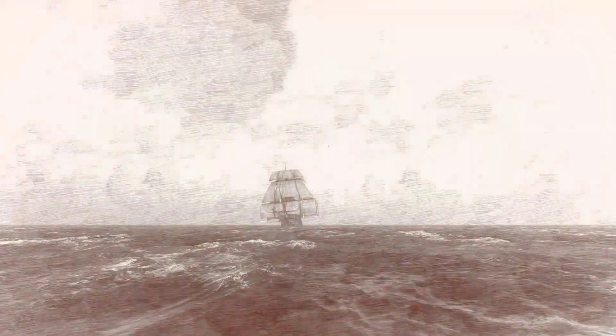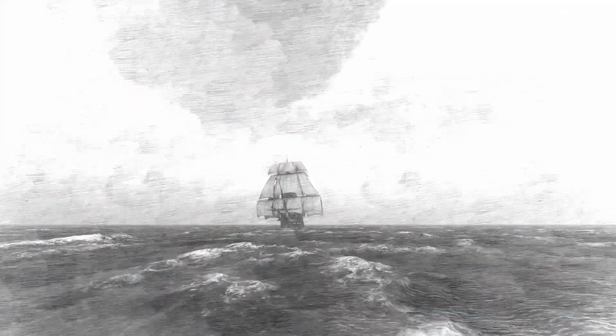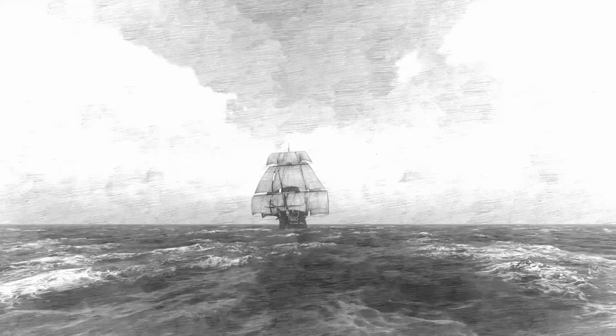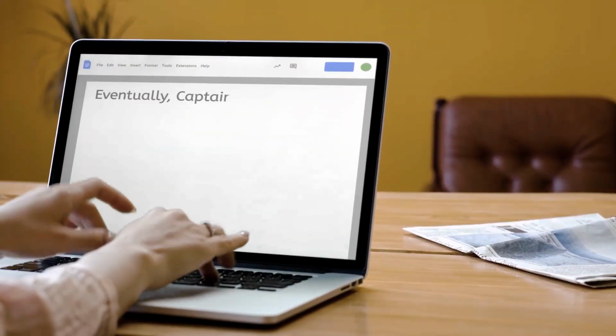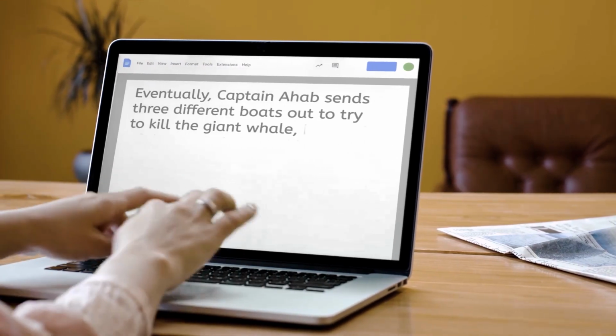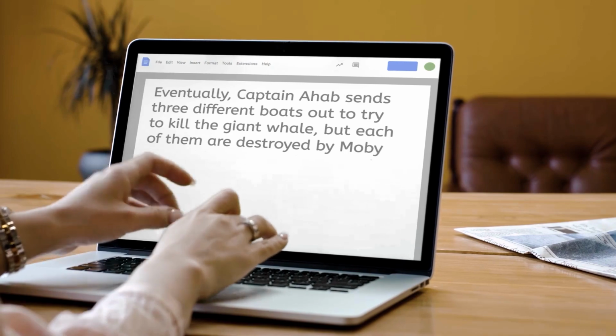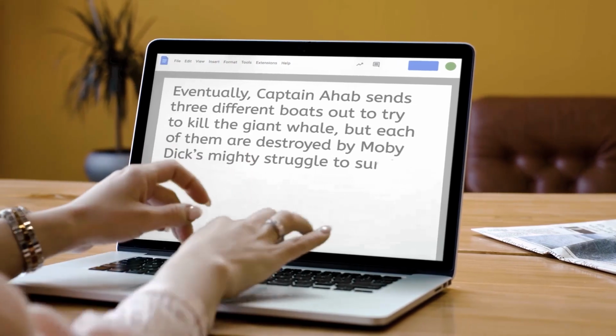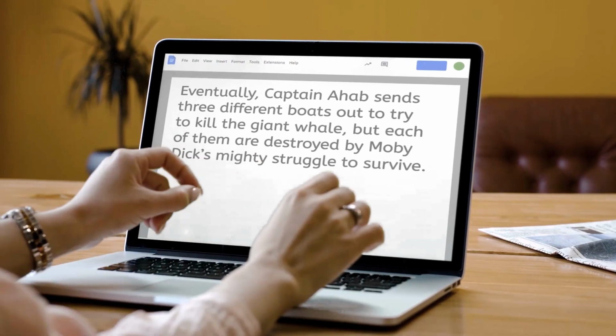In an essay about the novel Moby Dick, you may include a summary of some of the rising action as your evidence. Eventually, Captain Ahab sends 3 different boats out to try to kill the giant whale, but each of them are destroyed by Moby Dick's mighty struggle to survive. This summary is evidence, even though it's retelling what happened in a fictional story, because it's indisputable that those things happened in the book.